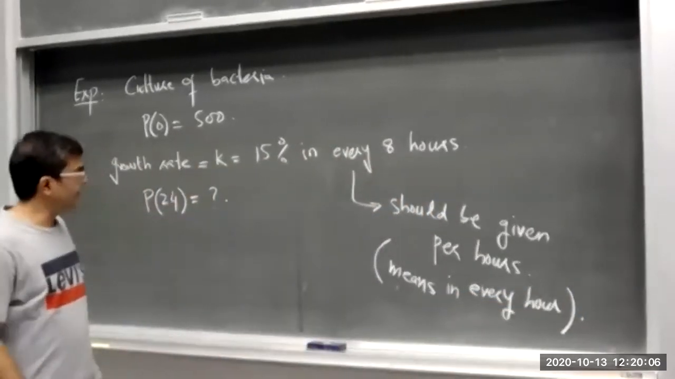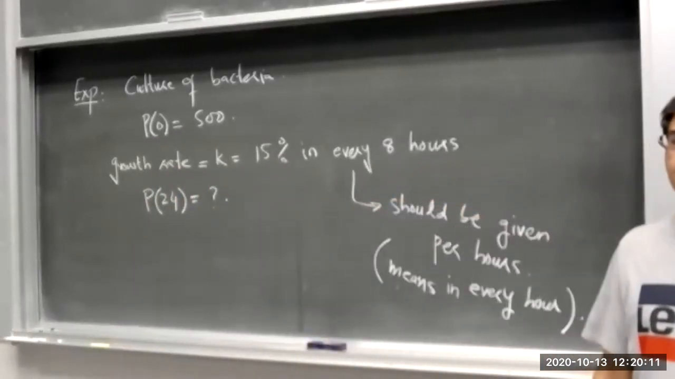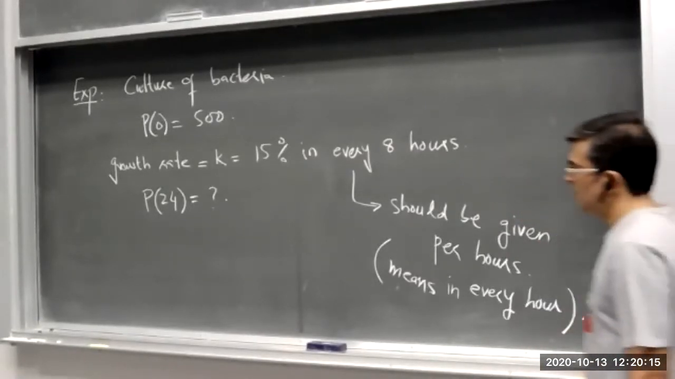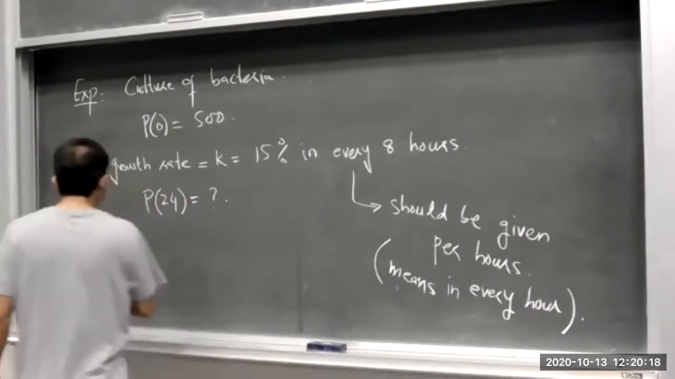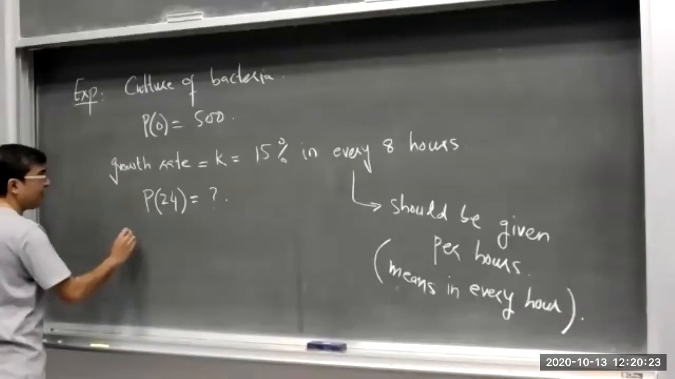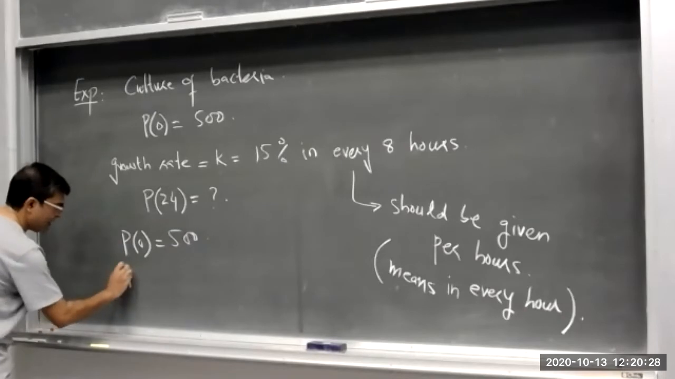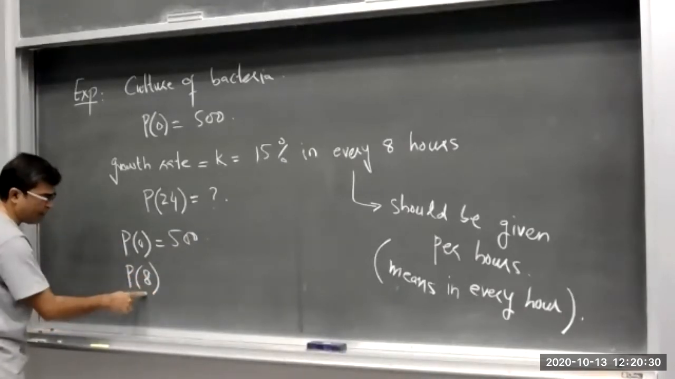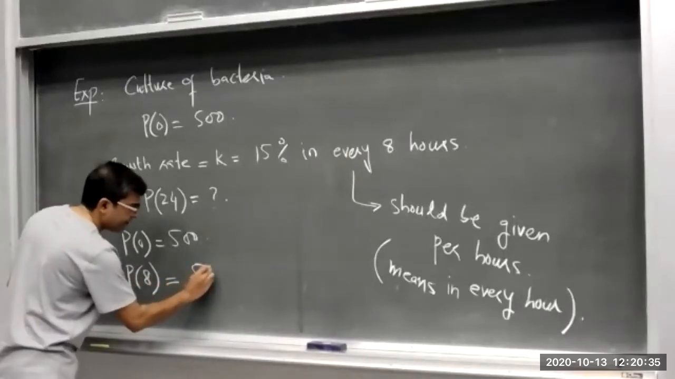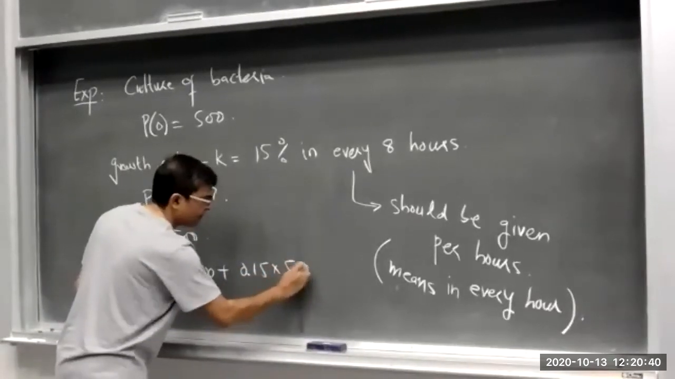Now, the growth rate is not clearly given here. First we have to calculate the growth rate per hour. How can we calculate it? We know that the initial population is 500. P of 0 is 500, and P of 8, the population after 8 hours, will be 500 plus 0.15 into 500.